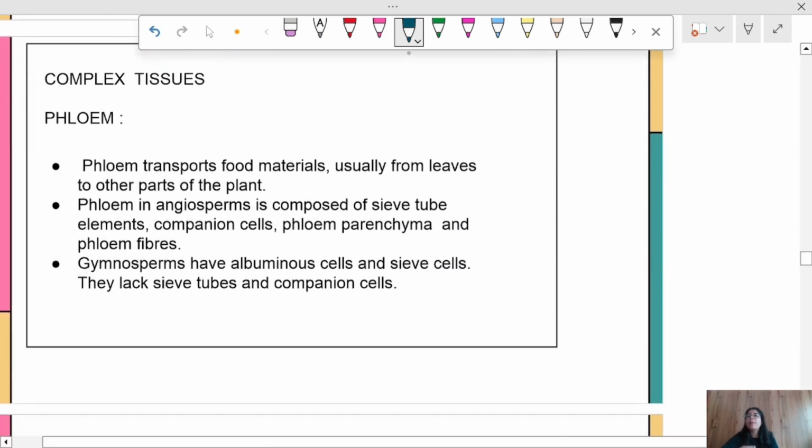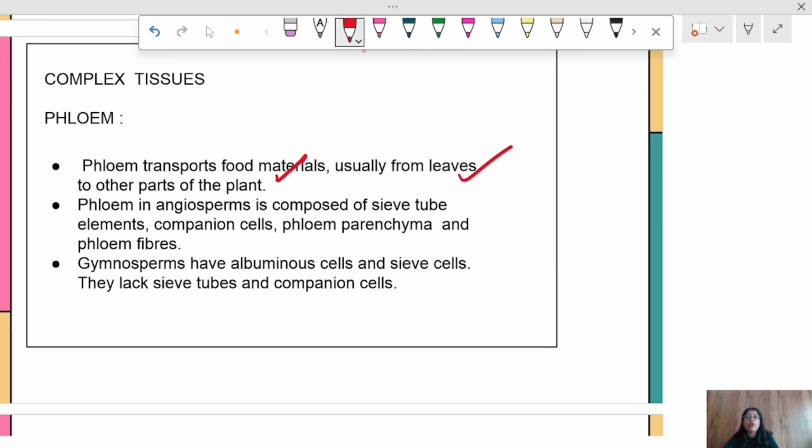Now let's quickly complete phloem also. You all know that phloem is responsible for transporting food materials from leaves to the other parts of the plant body, right? It will take all the food synthesized in the leaf and deliver it everywhere in the plant body. Now, phloem in angiosperms is composed of sieve tube element, companion cell, phloem fiber, and phloem parenchyma. Four cells are mainly present here also.